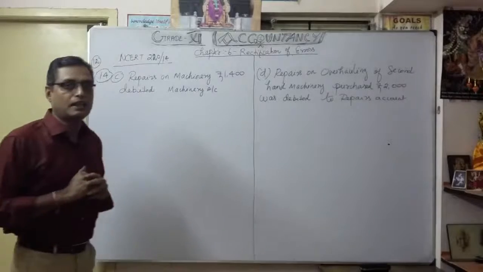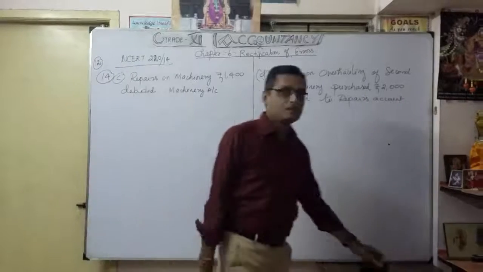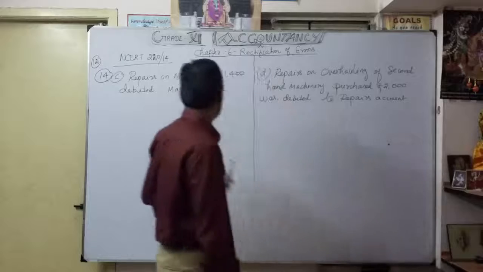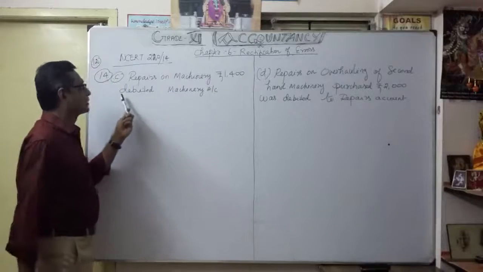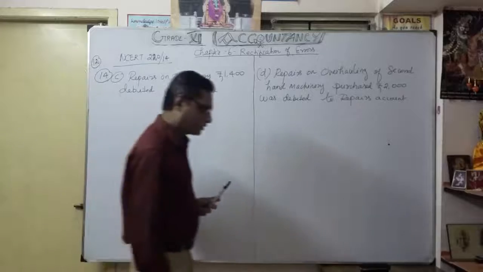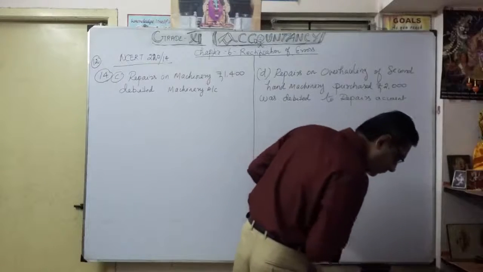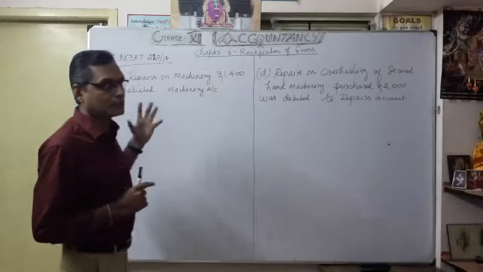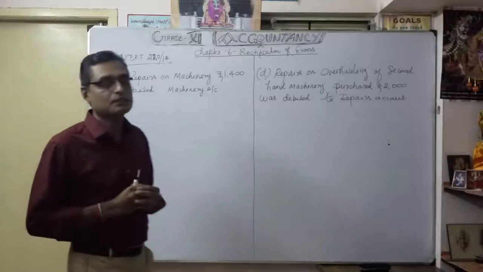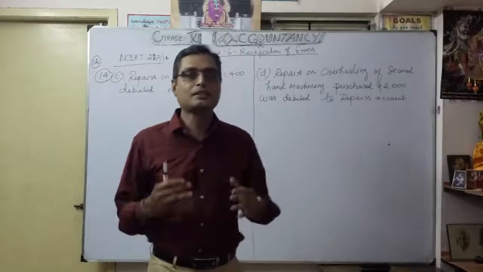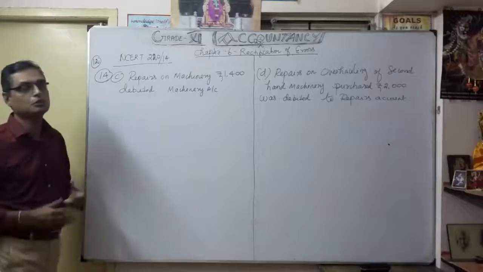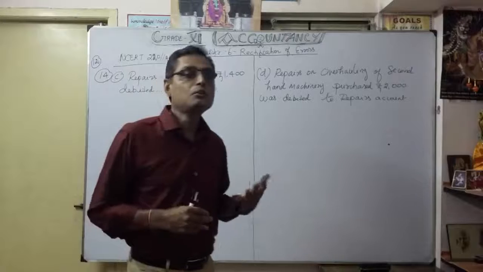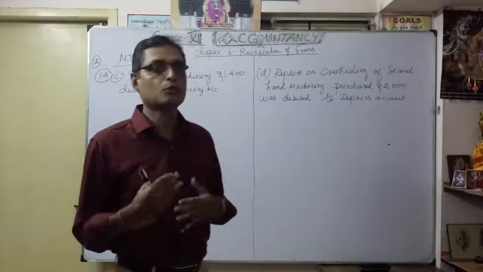So now see the third one. It's very interesting. So what is the transaction they have given? See here, repairs on machinery, 1400, debited to machinery account. That's what they have given. Debited to machinery account. So naturally, repairs on machinery comes under what type of expenditure? It is considered a revenue expenditure. But what happened? Wrongly debited to machinery account, treated as capital expenditure. Now we are going to rectify.